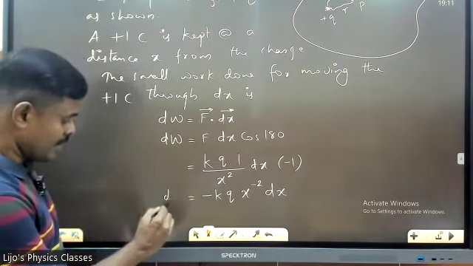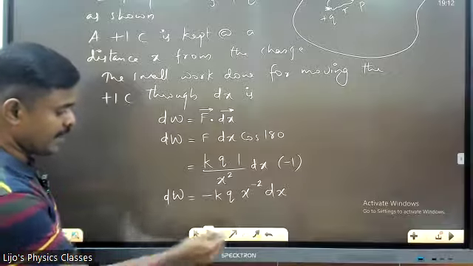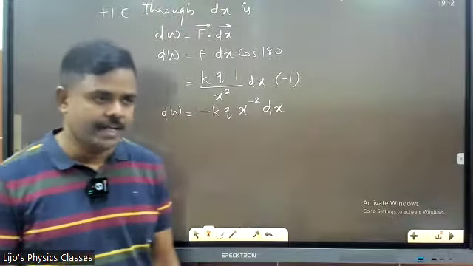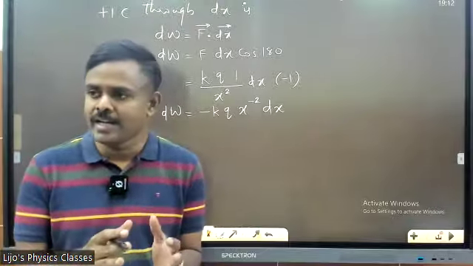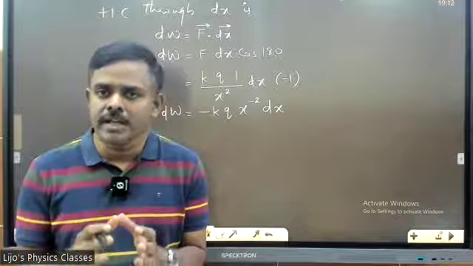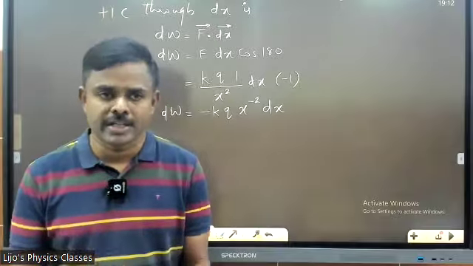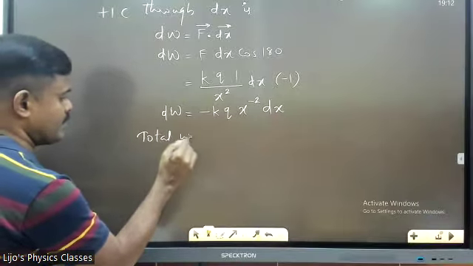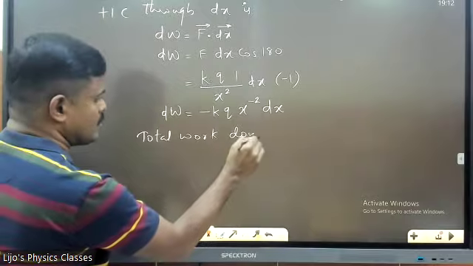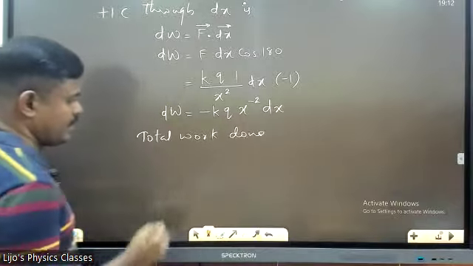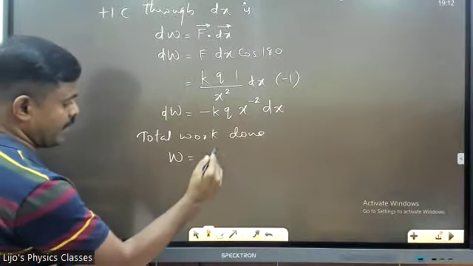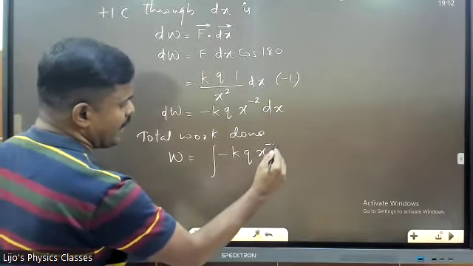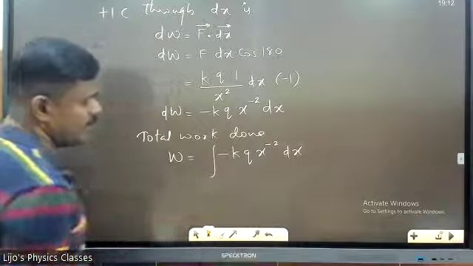Now what I have done is the small work done, right? Now what are we going to do? You will integrate. If you know the small work done, you can find the total work done just by integrating it. Total work done W is the integral of minus k q x to the power minus 2 dx.